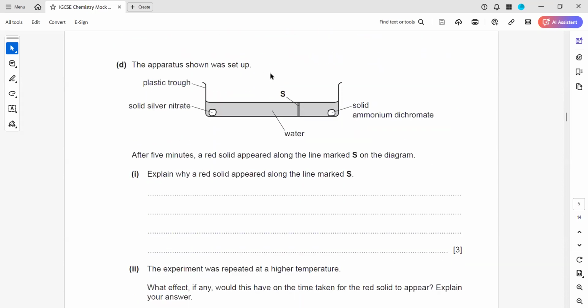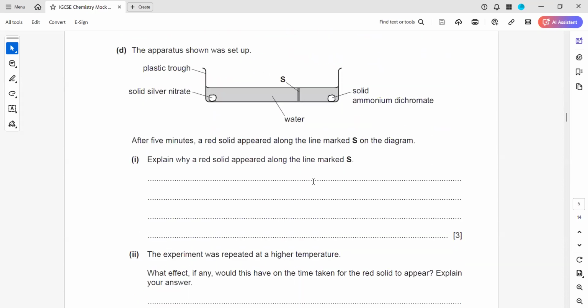The apparatus shown was set up with a plastic straw, and silver nitrate is there, AgNO3, and we have ammonium dichromate, which is (NH4)2Cr2O7. After 5 minutes, the red solid appears because when silver nitrate combines with ammonium dichromate, it forms a red solid, which is marked as S. Explain why a red solid appears along the line marked S. Like why it is formed more towards ammonium dichromate.